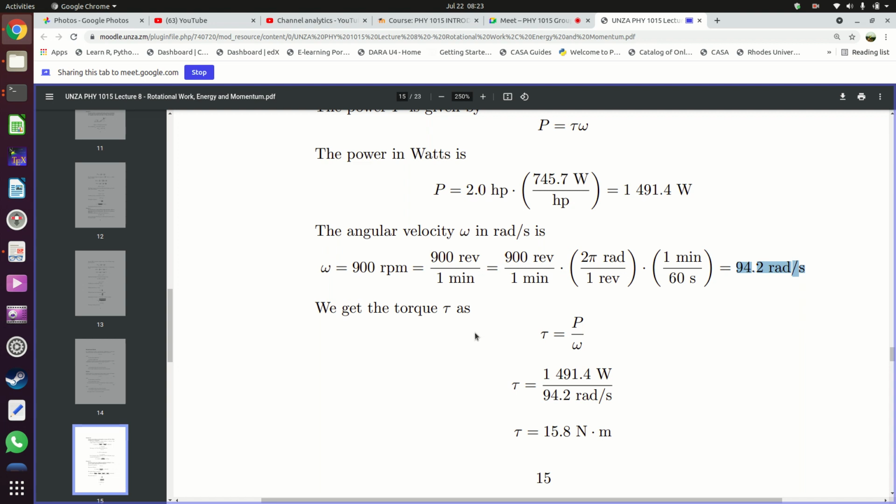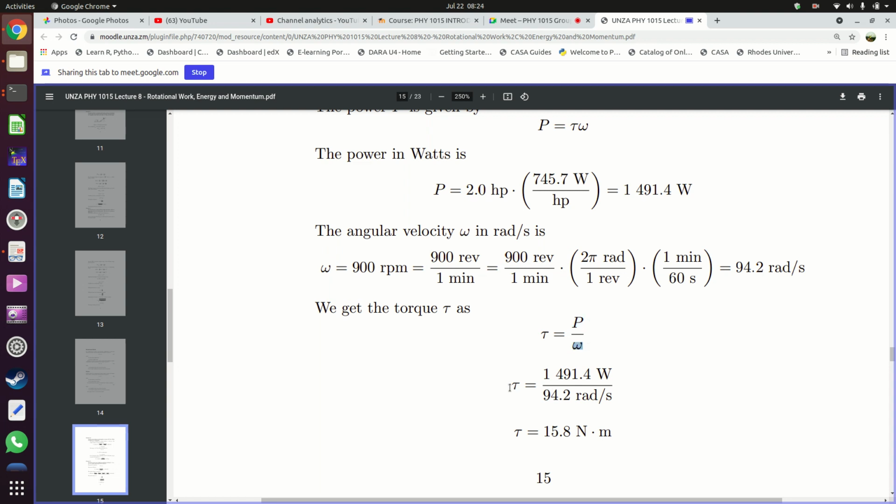Okay. So next, we have our power in watts, 1,491.4 watts. We have our angular velocity in radians per second. In this case, we're looking for the torque. So we make the torque the subject of the formula. We divide both sides by omega, and we end up having torque is equal to power divided by omega.